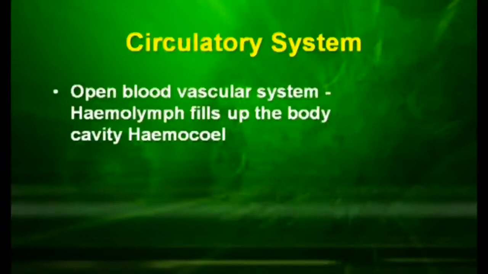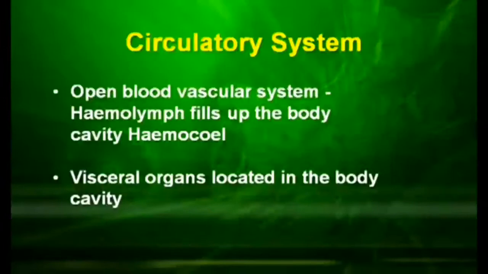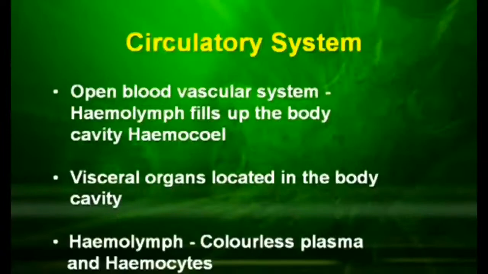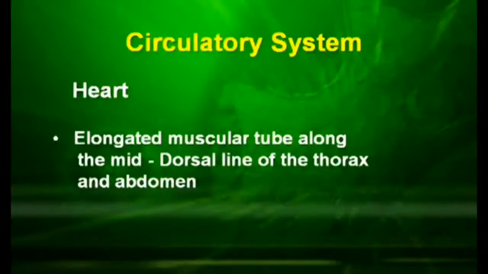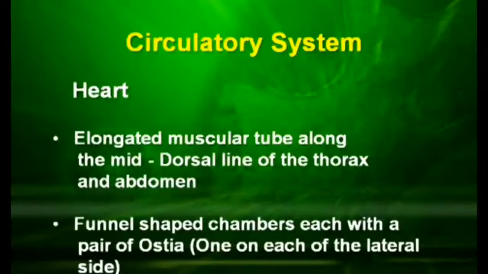In cockroach, they have an open blood vascular system. They have the hemolymph, which fills up the body cavity, which is the hemocoel. The visceral organs are located in the body cavity. The hemolymph is made up of colorless plasma and hemocytes. Their heart is an elongated muscular tube, which runs along the mid-dorsal line of the thorax and abdomen. They have funnel-shaped chambers, each with a pair of ostia, found one on each lateral side.